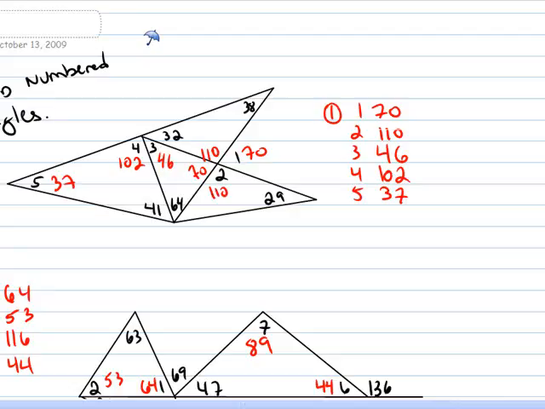Angle 1 is vertical with this angle in here, so that is 70. 180 minus 70 minus 64 is 46. So angle 3 is 46. Angle 4.